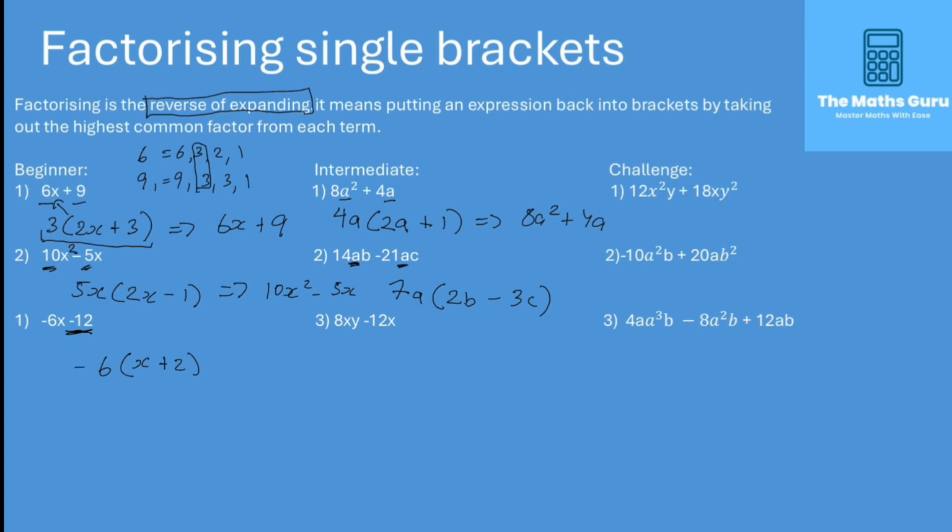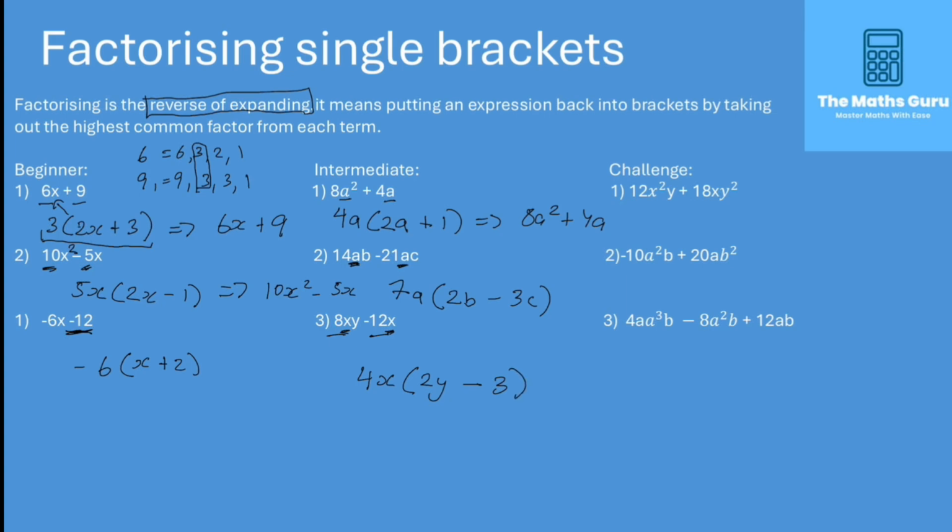Okay, looking at the highest common factor between 8 and negative 12, we can take out a factor of 4. We see that x is common between both of them. Take out our x there. Then we think, how do we get from 4x to 8xy? We say we need 2y. And then to get from 4x to negative 12x, we need to put in negative 3.